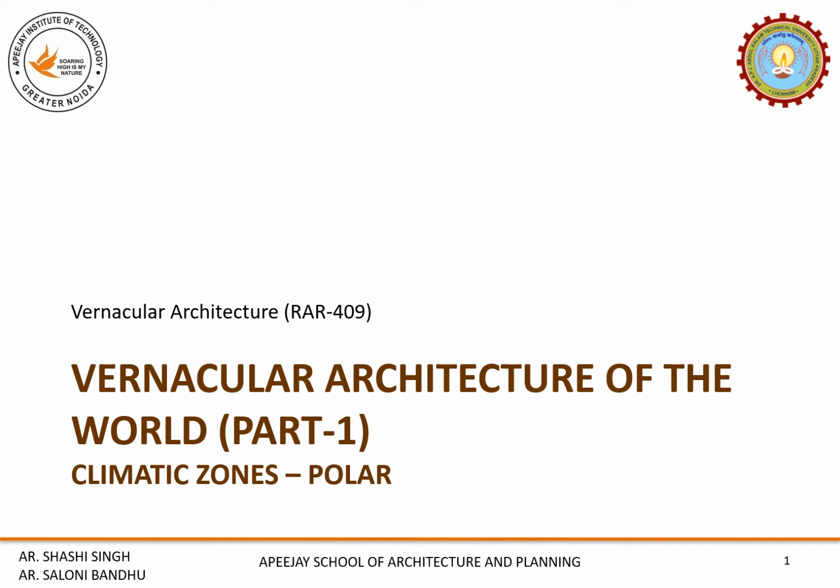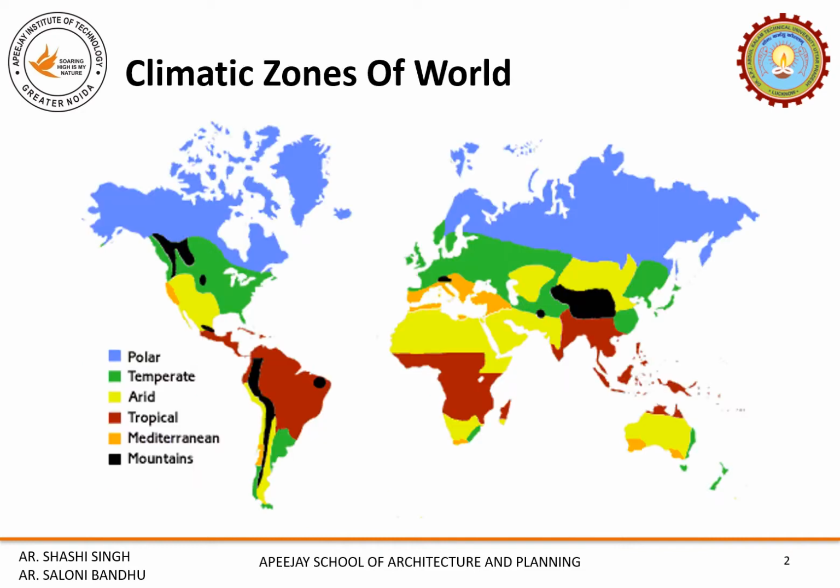Today we will be discussing vernacular architecture of the world, taking specific examples from the polar region. The world's climate can be broadly broken into six types of climatic zones, which are polar, temperate, arid, tropical, Mediterranean and mountains. On this world map, in blue color is the polar climatic zone, green is the temperate zone, yellow is arid zone, brown is tropical zone, mustard color is Mediterranean and black is mountains.